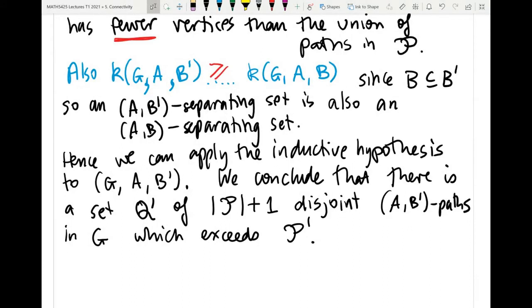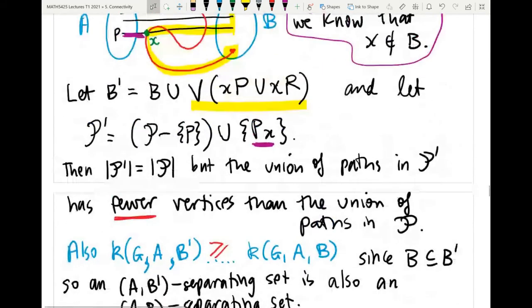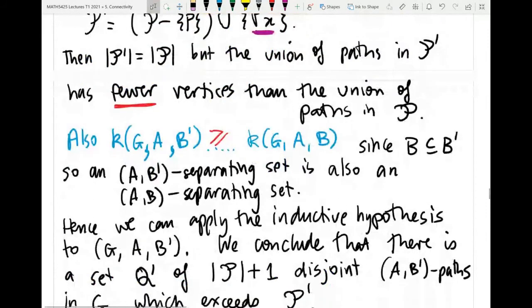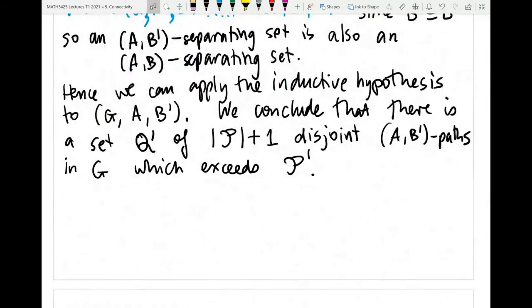Now we want to take this set curly Q primed and kind of adapt it, going back to this picture of how we made B bigger. We want to adapt it to come up with a set curly Q of A, B paths, which exceeds our original set of paths. So that's what we now want to do. Okay, there's a lot going on here. So let's make a couple of remarks.